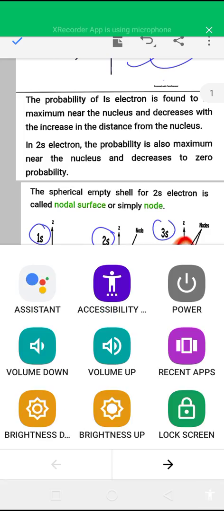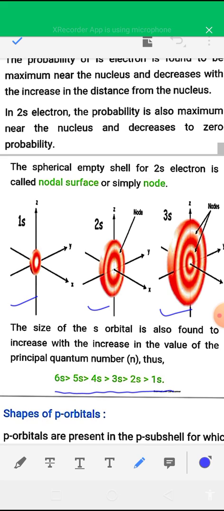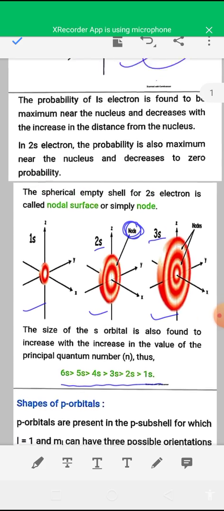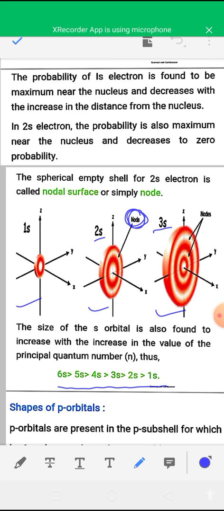You can see there are some empty spaces in the 2s orbital and 3s orbital, and these empty spaces are known as nodes. The spherical empty shell for the 2s electron is called a nodal surface or simply a node. In the 2s orbital there is a single node, and in the 3s orbital there are two nodes. In a node or nodal surface, electron density is zero.